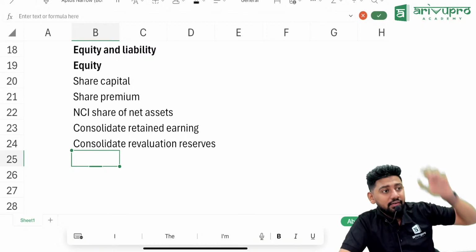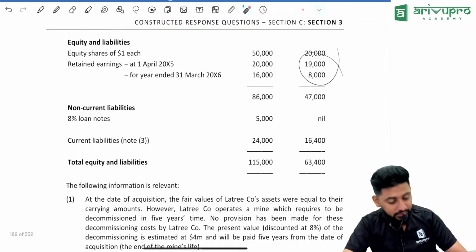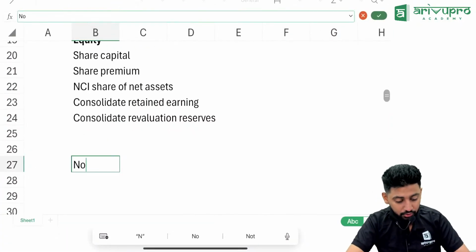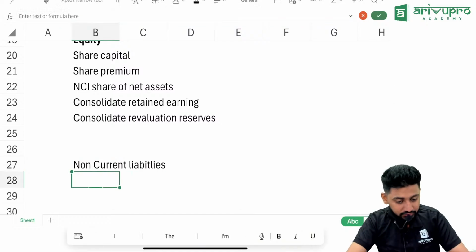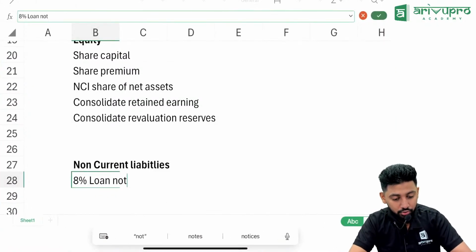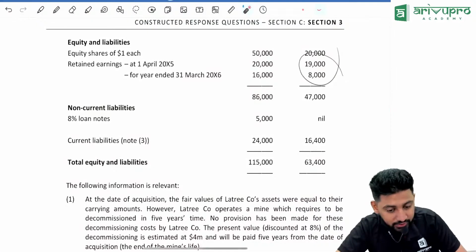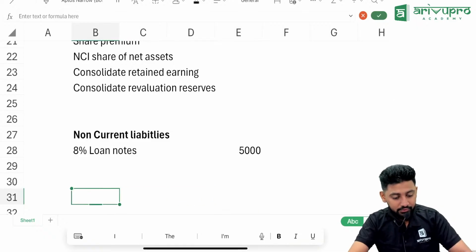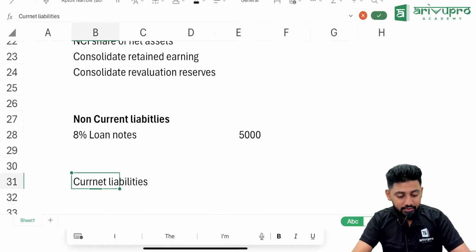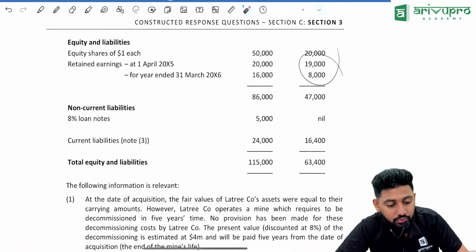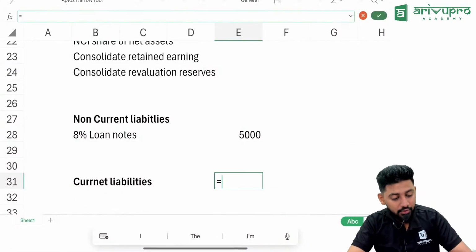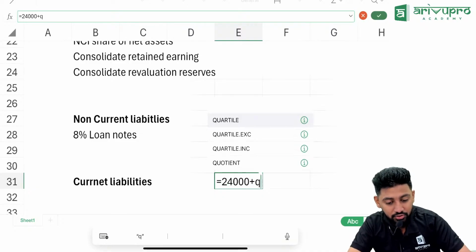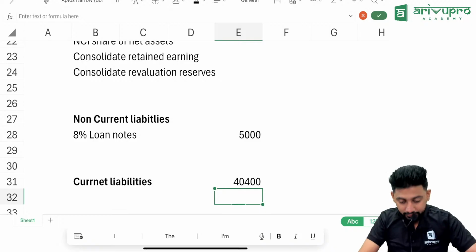We are just trying to get our line by line addition done. That's it. Going further, we've got non-current liabilities and current liabilities. Very straightforward. Under non-current liabilities, what do we have? We have 8% loan notes, standing at 5,000. Done and dusted. And then I have my current liabilities. Under my current liabilities, what do I have? I have 24,000 plus 16,400 directly. Correct?